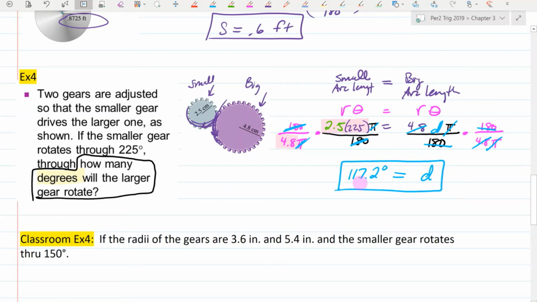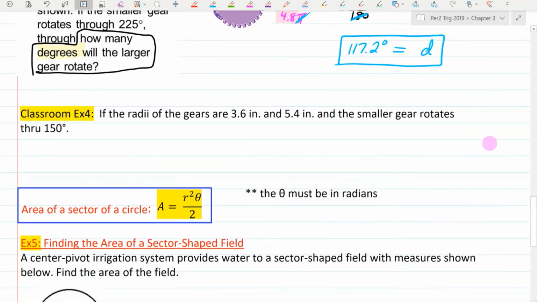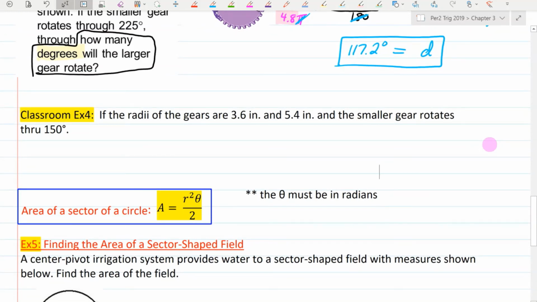And it has to be smaller. So if you double check each side, you'll see that they're going to be the same. So if you did 2.5 times 225 times pi over 180, and then you did 4.8 times 117.2 times pi over 180, their arc lengths would come out the same. All right. Go ahead and try classroom example 4. Same process.